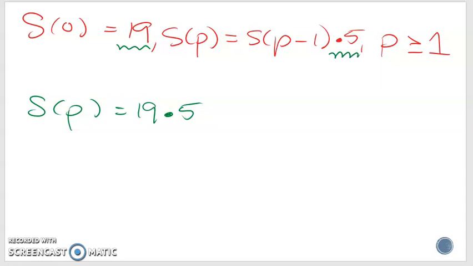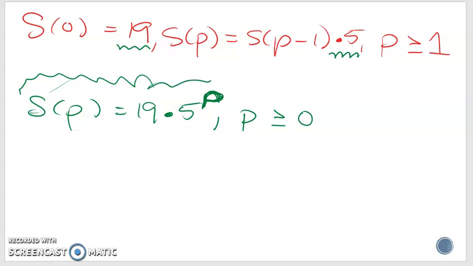So since I have that repetitive multiplication, I want to write the 5 to the nth, or in this case, to the p power. But when do I start to do that? It will be when p is greater than or equal to 0 in this case, because that allows for us to have the case 0 in here, as well as the cases where I'm moving on. So this would be my answer. This would be the nth term for this particular rule.